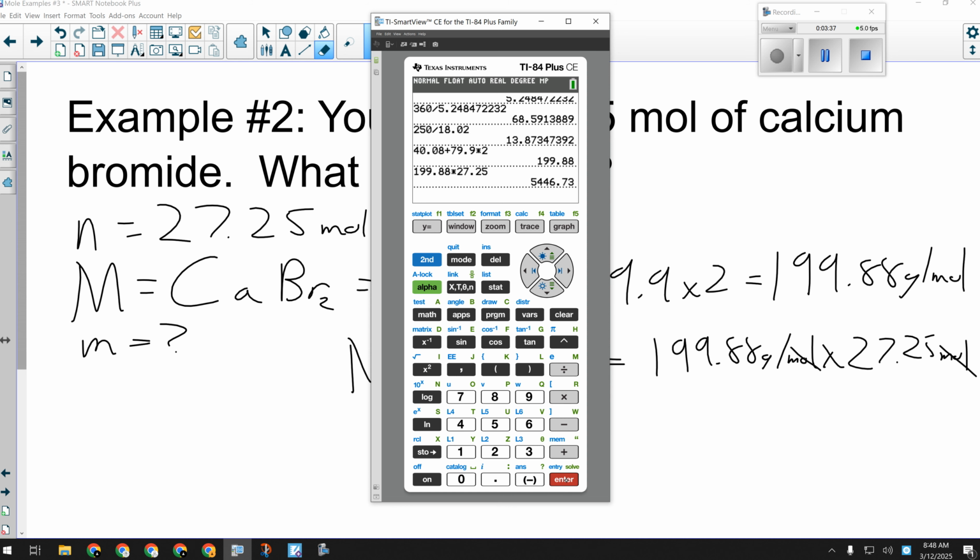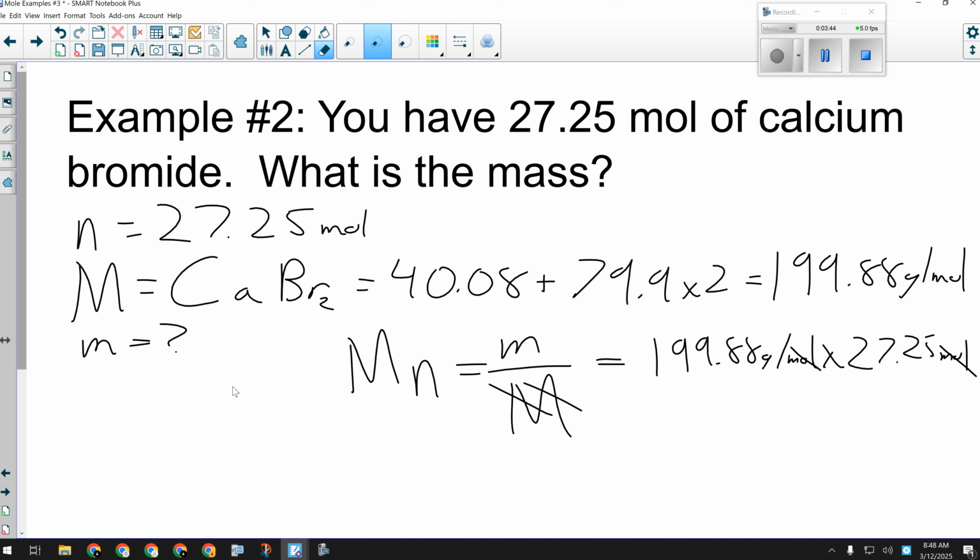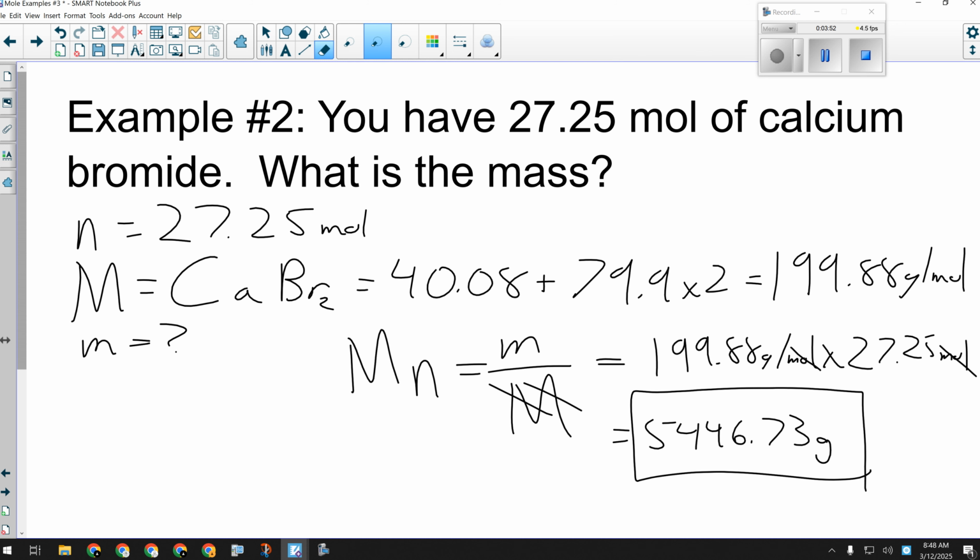Okay, so we got almost 5.5 kilograms of this stuff. Okay, 5,446.73 grams. Okay, that's a lot. Okay, that's like over 10 pounds. That's a lot of stuff.